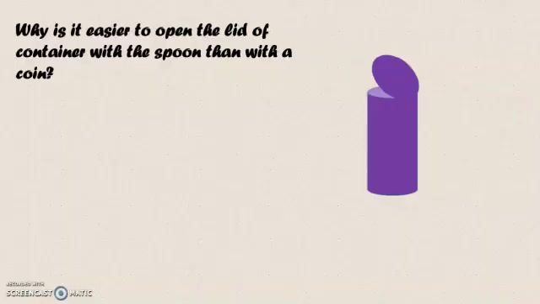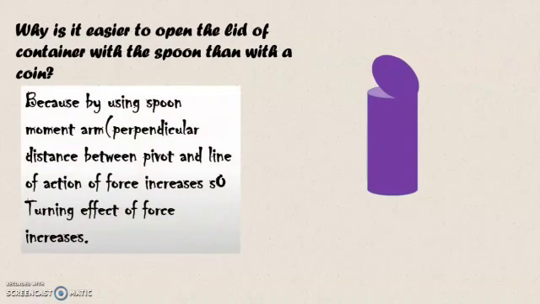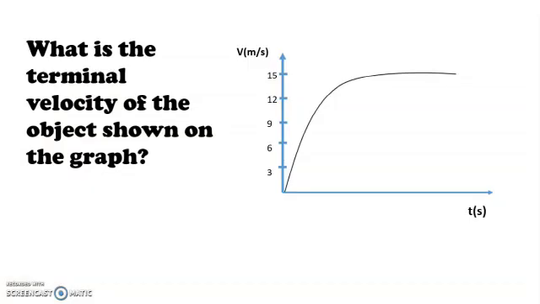Why is it easier to open the lid of a container with the spoon than with the coin? Answer is because using spoon, moment arm, the perpendicular distance between the pivot and the line of action of force, increases, so turning effect of force increases. Next question is, what is the terminal velocity of the object shown on the graph? That is 15 meter per second.